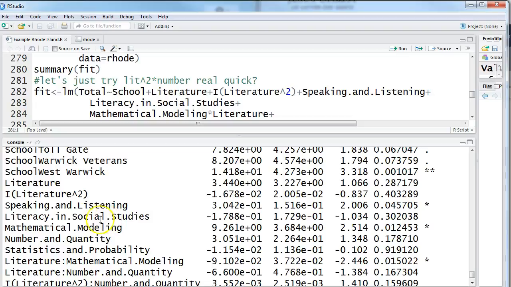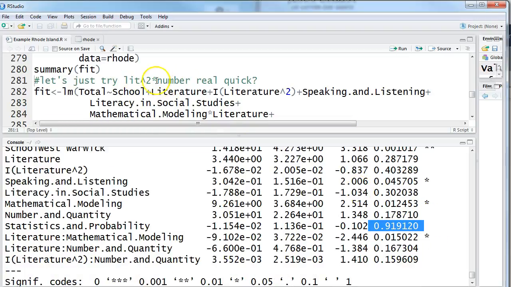And how is statistics looking? Oh, 0.91. Well, that's a problem. We don't want to take out stats. What did I come up with? Lit squared? Why did I think? Oh, lit squared times the number and quantity.